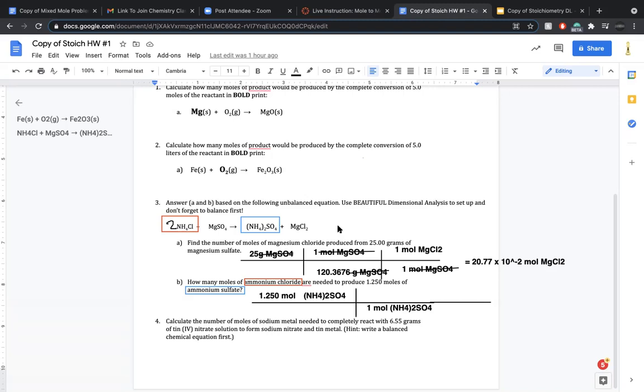So we just have to cancel the units first. That cancels with that. And then we just have to multiply our given quantity by 2. So that's going to get us 2.5. And then we want to make sure we match the sig figs. So we're going to make that 2.500 moles of ammonium sulfate. No, sorry, ammonium chloride.